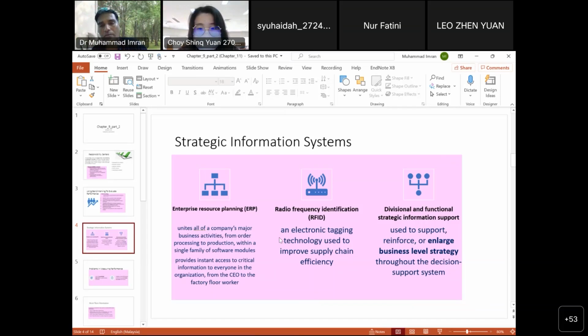Okay, here we are only discussing the use of information systems, how we can use them, how we can improve our existing strategy, and how we can get maximum benefit. Okay, paham?